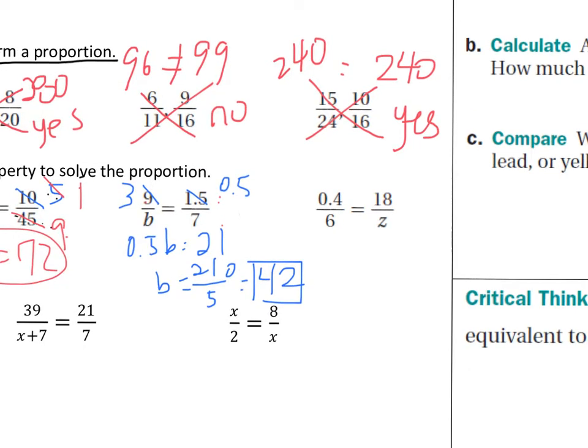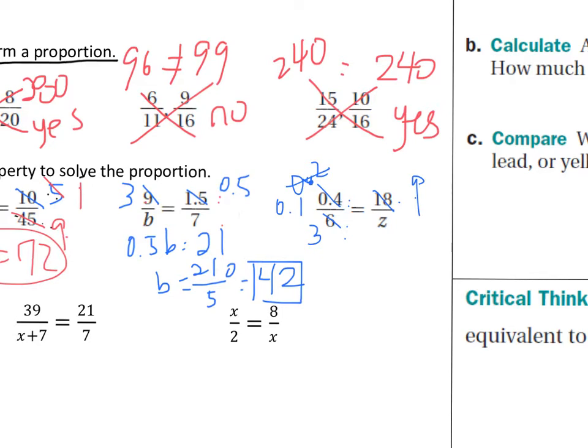I see that I can simplify 0.4 with 6 or 0.4 with 18. It doesn't matter which one you begin with, but I'm going to choose 0.4 with 6. 0.4 divided by 2 is 0.2. 6 divided by 2 is 3. So this is 0.2. Now I can also still simplify 0.2 with 18. So 0.2 divided by 2 is 0.1. 18 divided by 2 is 9.